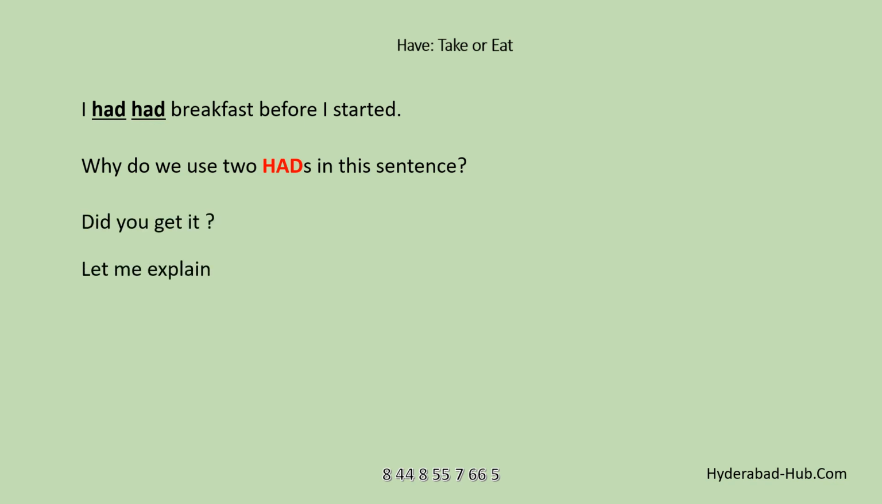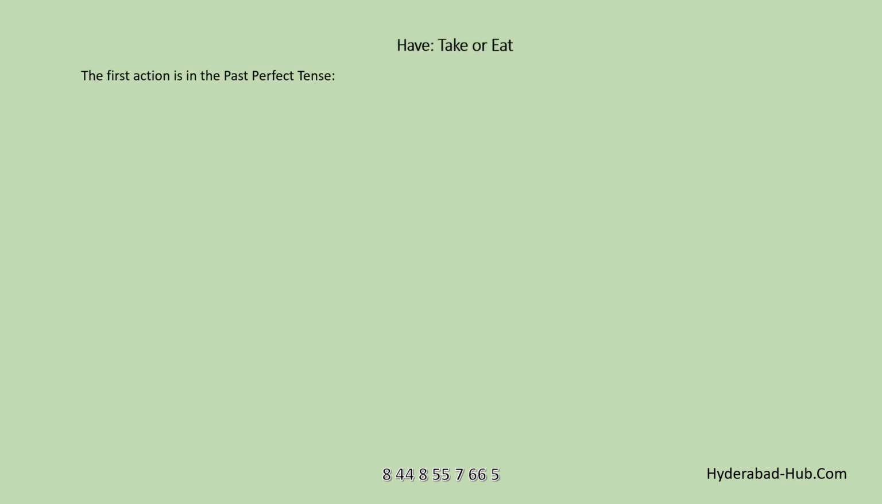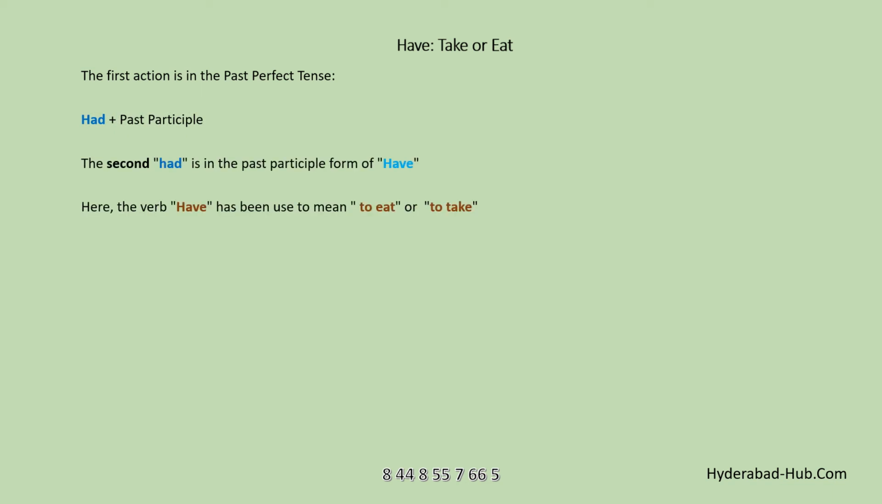This sentence has two actions. One, I had breakfast, the earlier action. Two, I started, that is the later action. The first action is in the past perfect tense, that is had plus past participle. The second had is in the past participle form of have. Here, the verb have has been used to mean to eat or to take. Thus, this sentence means I had eaten breakfast before I started.